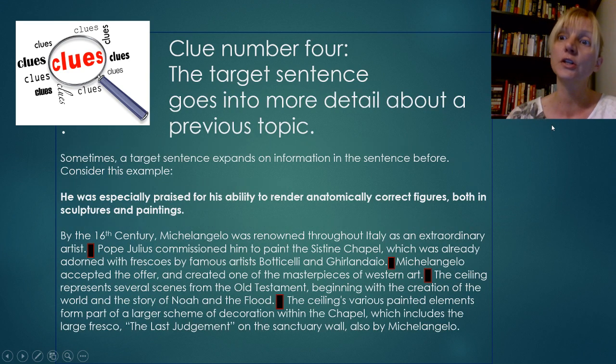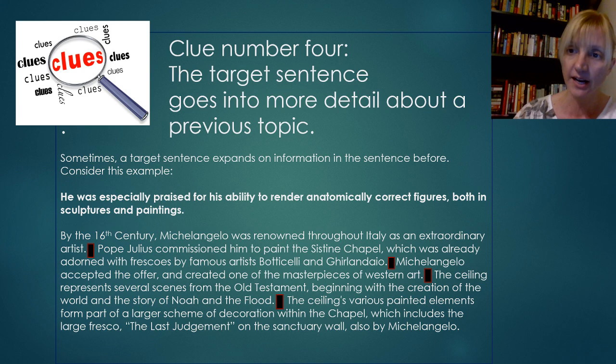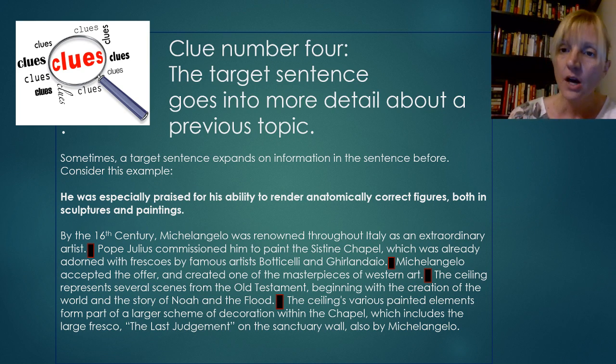Okay, the fourth clue is if the target sentence goes into more detail about a previous topic. So it's building on the idea that makes it logical, that makes it coherent. So let's take a moment and read the target sentence. He was especially praised for his ability to render anatomically correct figures, both in sculptures and paintings. Go ahead and pause the video now and try to determine where the target sentence best fits.